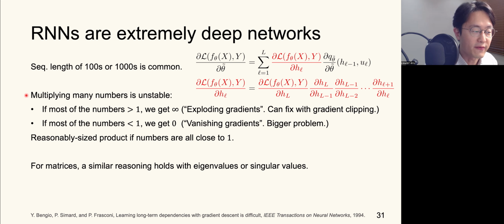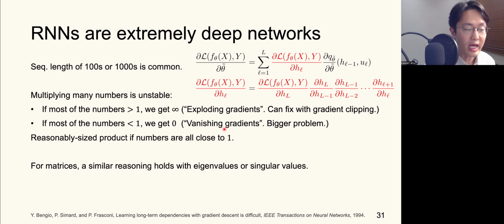When you're multiplying a lot of numbers, that tends to be quite unstable, because if most of the numbers that you're multiplying are larger than 1 in magnitude, then the product quickly blows up to plus infinity. And in this case, you would get the exploding gradient phenomena, where you get gradients of huge magnitudes. Sometimes this can be dealt with the gradient clipping mechanism, which I'll talk about in the next slide. On the other hand, if most of the numbers that you're multiplying have magnitude less than 1, then the product very quickly converges to 0. When this happens, you have the vanishing gradient phenomenon.